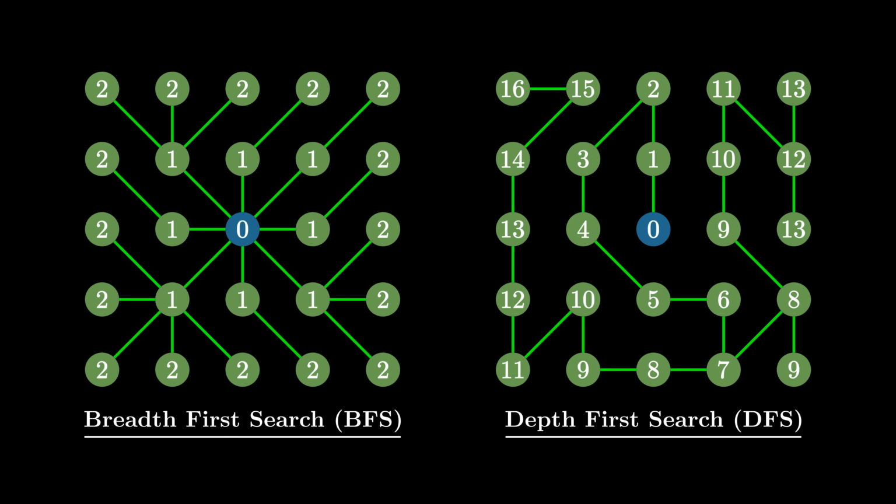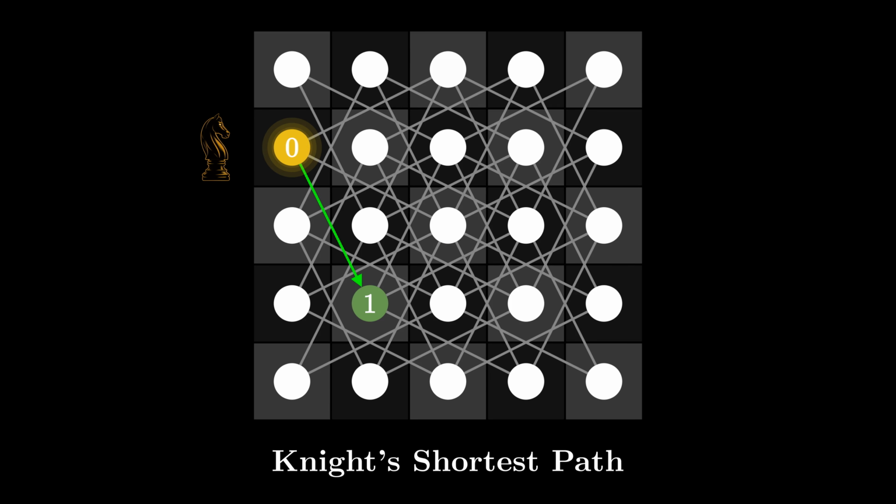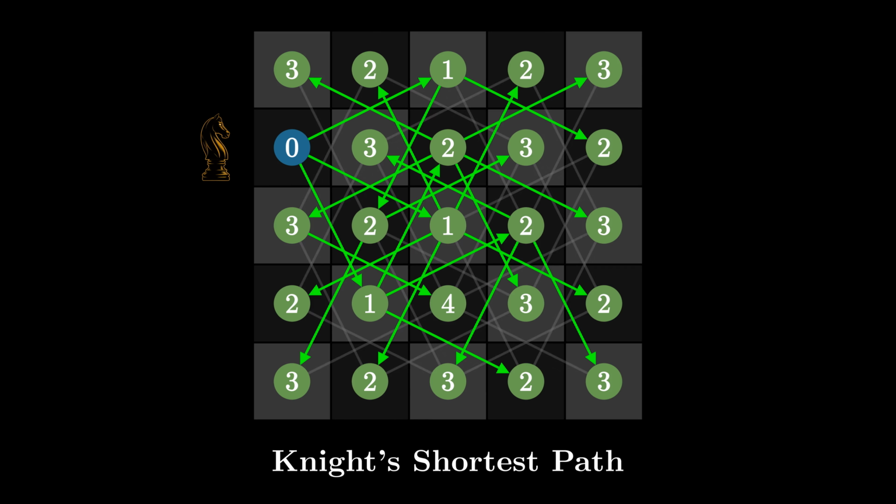A nice application of the BFS algorithm is the knight's shortest path problem, which involves finding the shortest path for the knight on a chessboard from a specific starting square to all other squares. This problem can be solved by simply applying BFS on the knight's graph of the corresponding chessboard. To obtain now the shortest path from the blue starting square to an arbitrary square, we only have to follow the arrows in the BFS tree in the opposite direction.